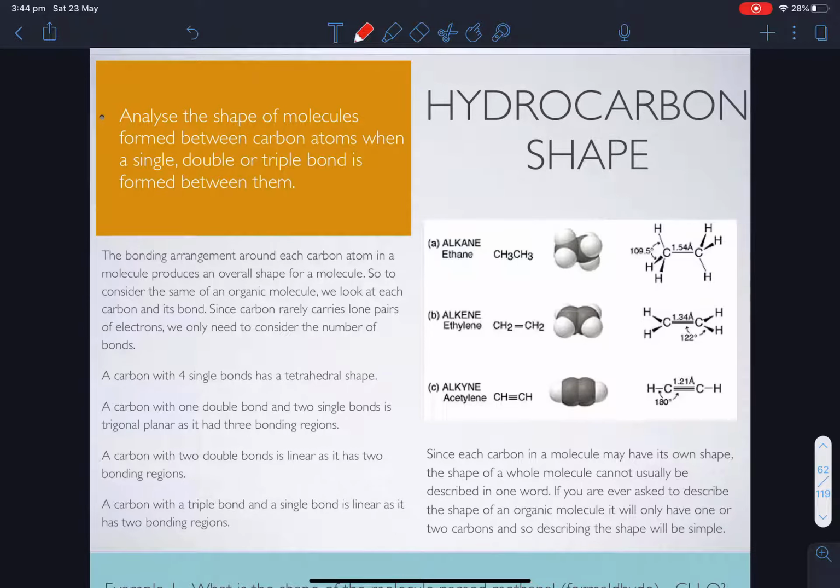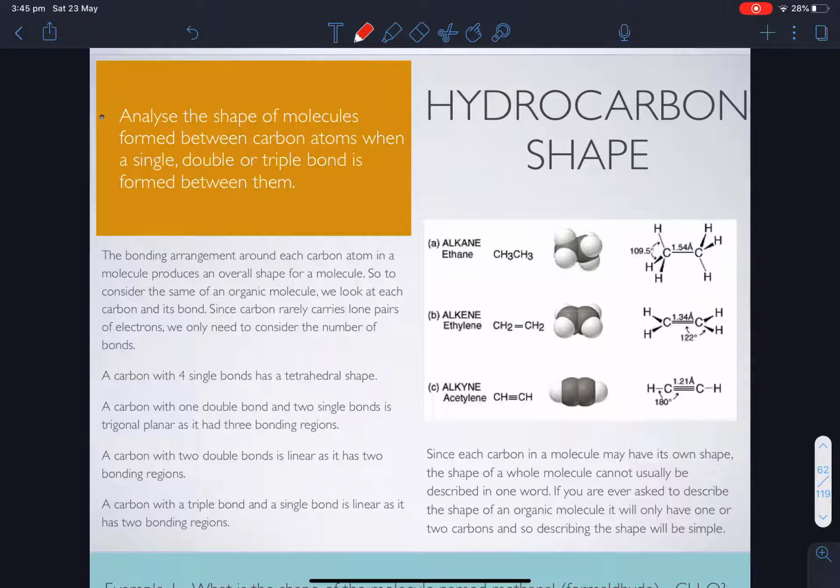Okay, this video is going to look at our hydrocarbon shapes, with the aim of improving your drawing and also answering questions about hydrocarbon shapes. So we've got a yellow syllabus point here on the top left: analyze the shape of molecules formed between carbon atoms when a single, double or triple bond is formed between them.